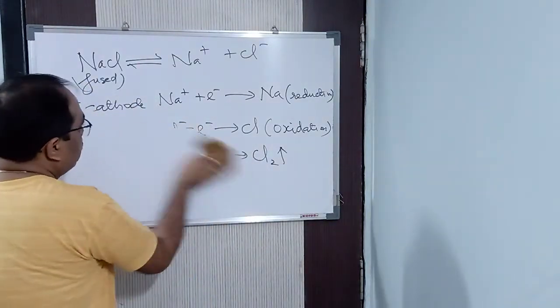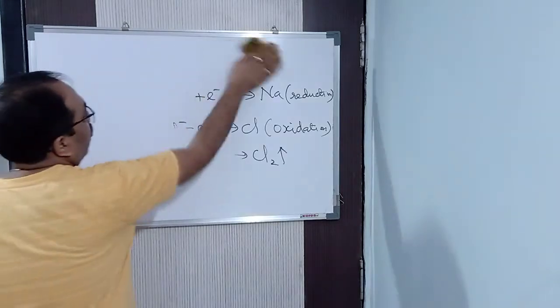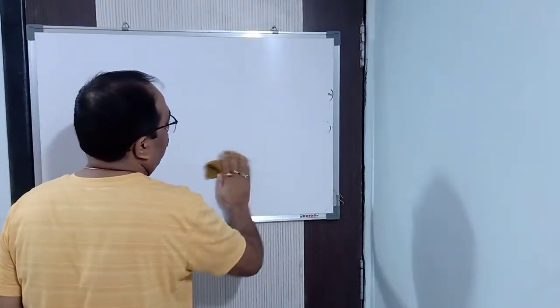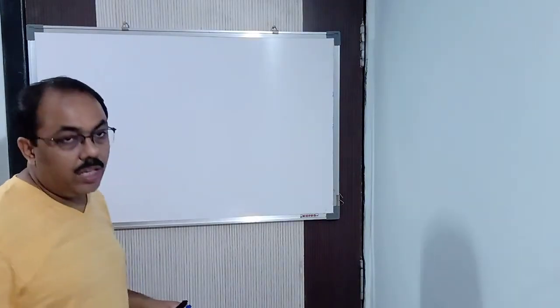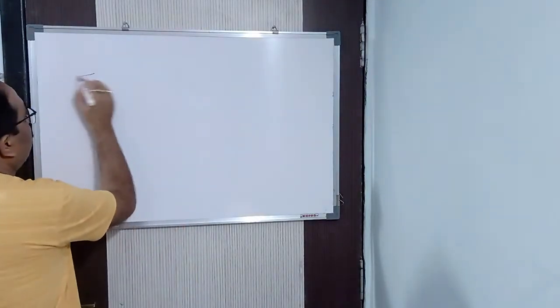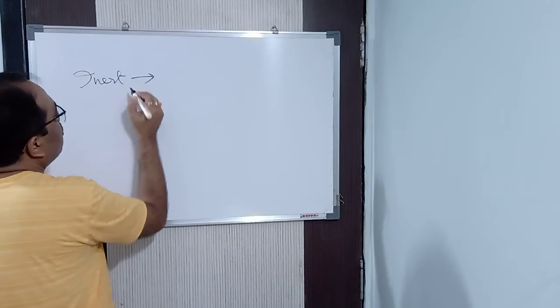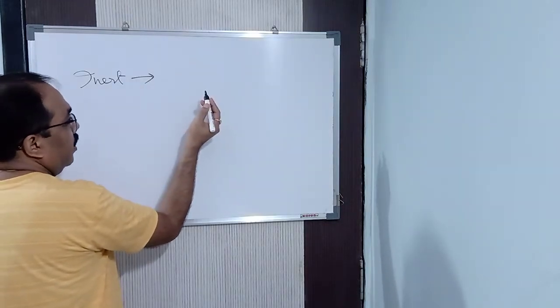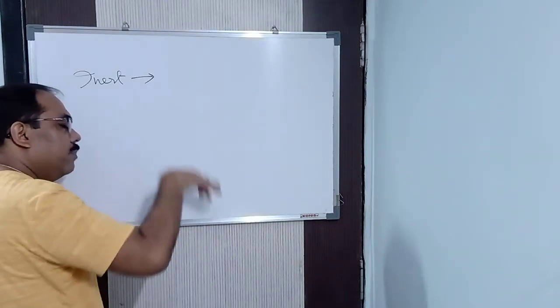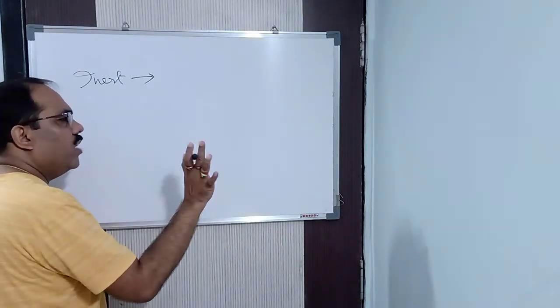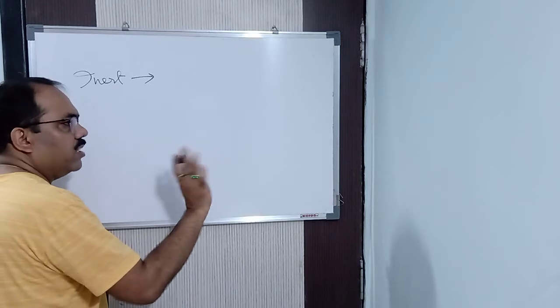Now next is about the electrode. Let me tell you one more thing, that electrodes basically are of two types. We have inert electrode and active electrode. Inert electrode means one which does not participate in the electrolytic reaction. For that reason it's called inert. That means when you dip the inert electrode in an electrolyte, it has no reactions with it. It does not participate in the electrolytic reaction.